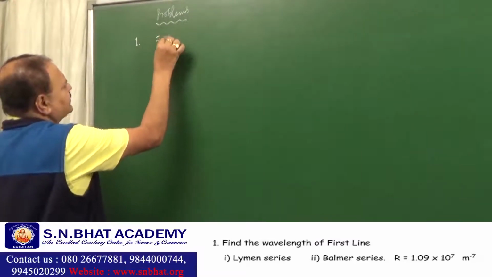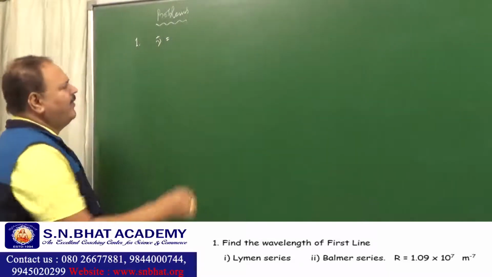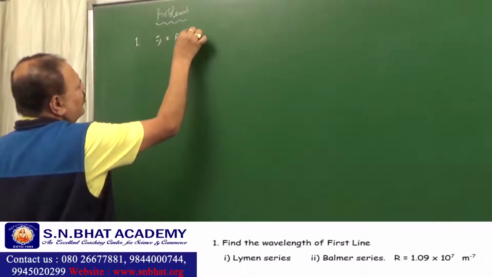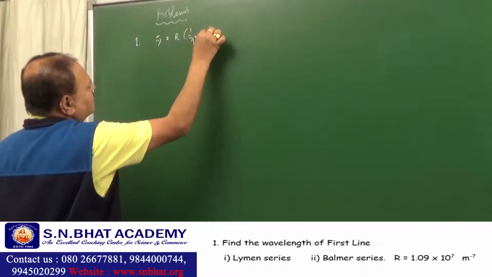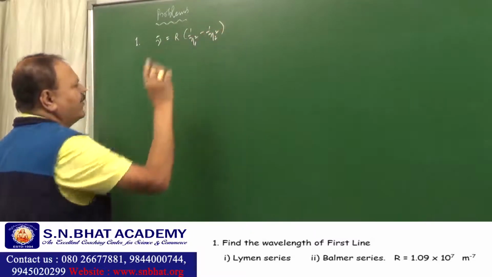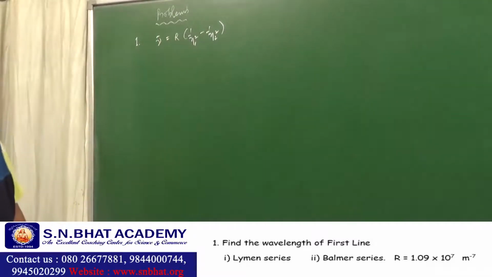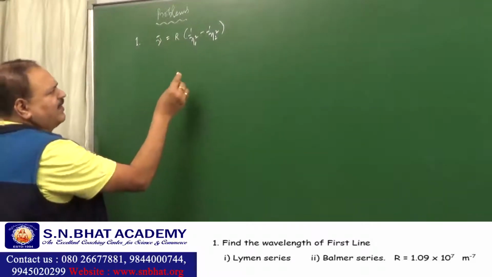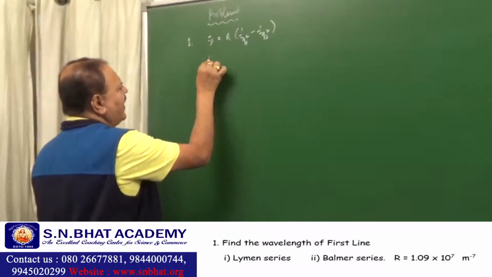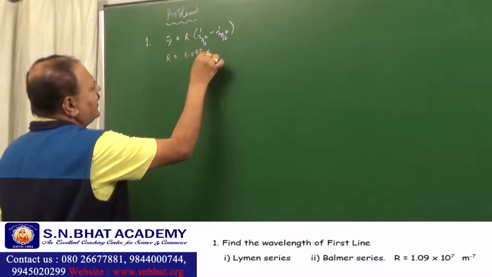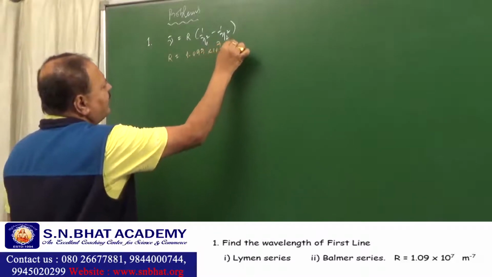First, you should write an expression for the wave number. Nu bar is equal to R into 1 over n1 square minus 1 over n2 square. Remember, you are asked for the first line of the Lyman series, and he has given the value of R to be 1.097 into 10 to the power of 7 per meter.